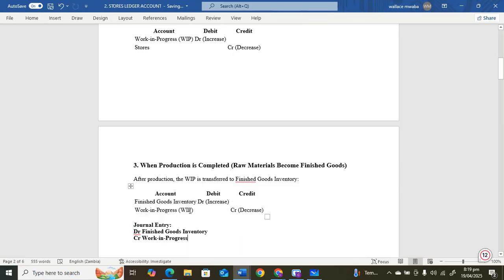So work in progress, since the materials are moving out of there, think of it as a decrease in an asset, you credit. Then finished goods, since we're acquiring inventory, basically the raw materials which have now been worked on and are finished, they're now ready to be sold. So the finished goods account is getting inventory. That's why we're debiting. It's increasing.